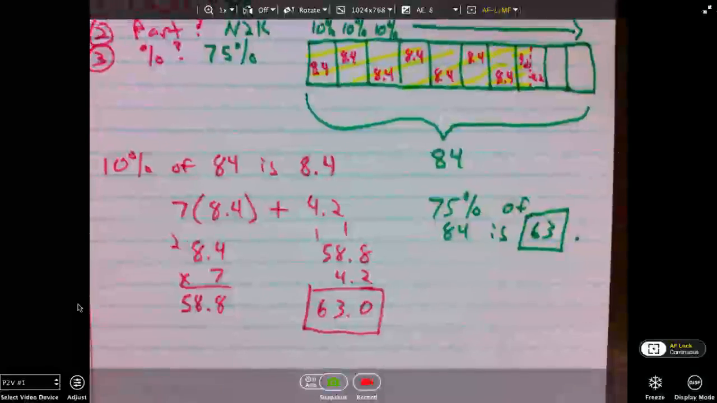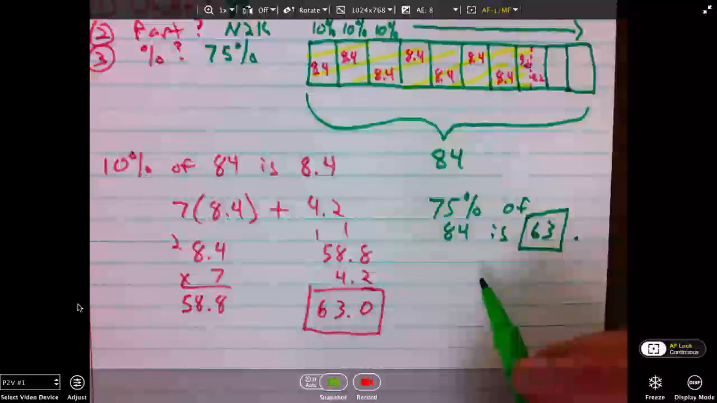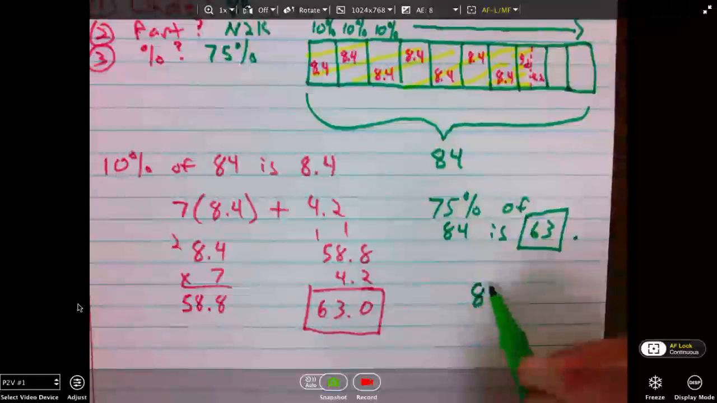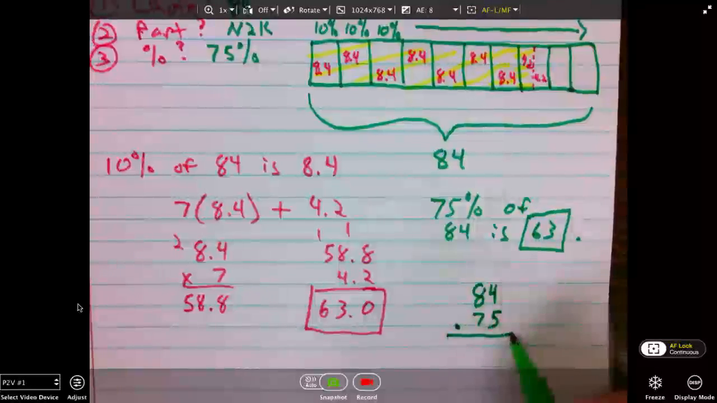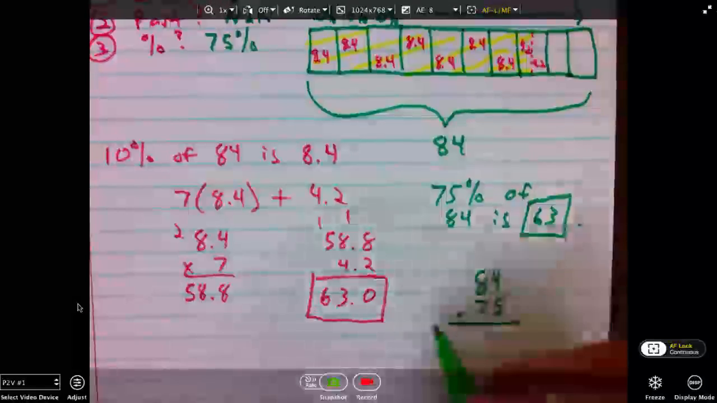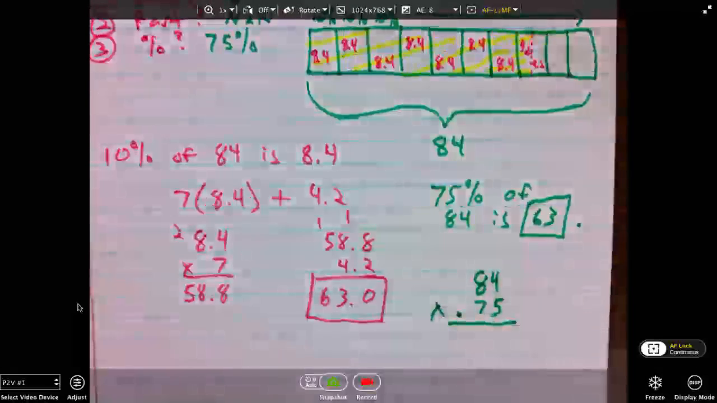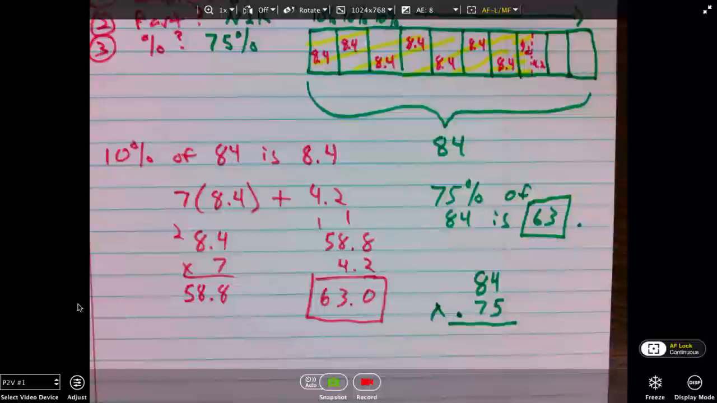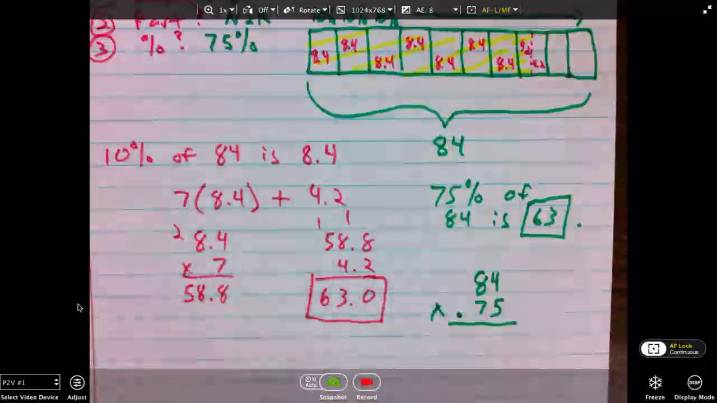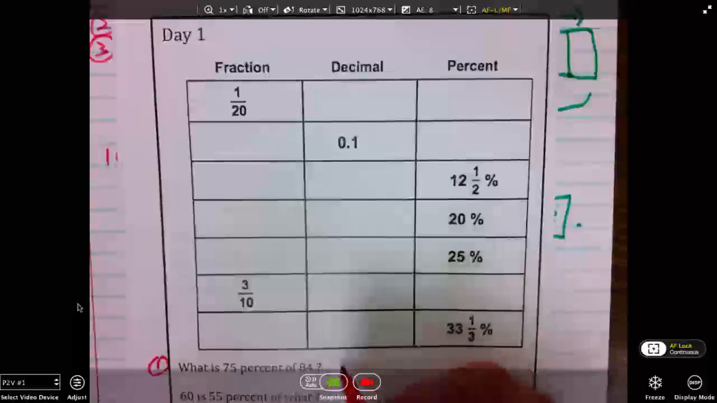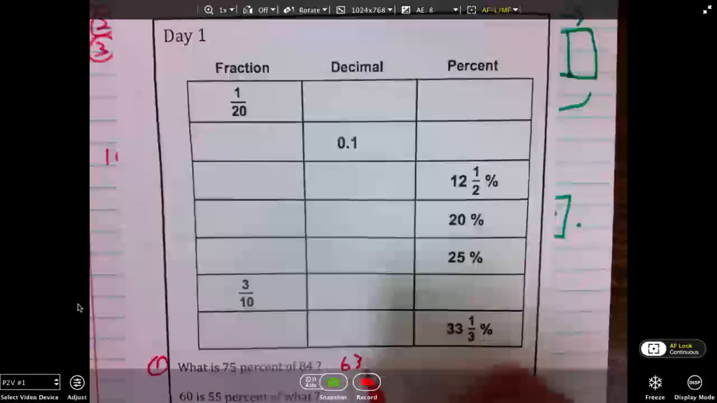Lastly, we could directly find this by simply multiplying. We could multiply 84 times the decimal equivalent, which is 0.75. And I will leave that to you, but you will see that it is indeed 63. Okay. That is problem number 1. 75% of 84 is 63.